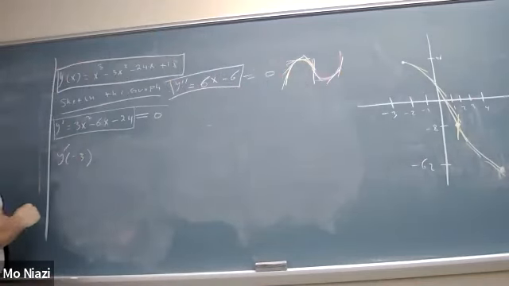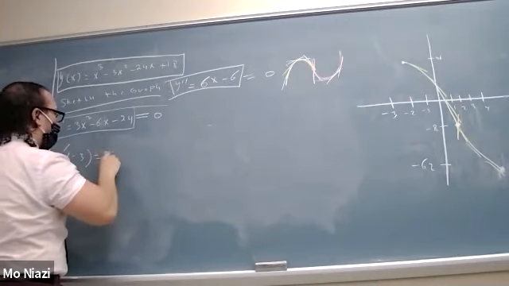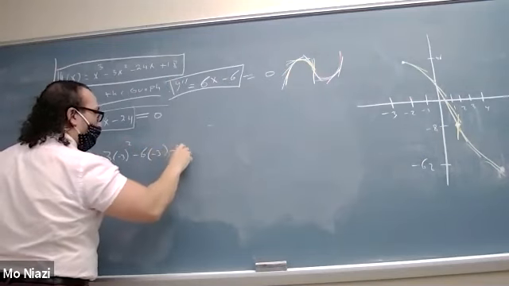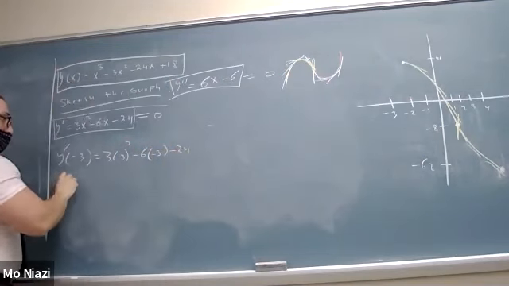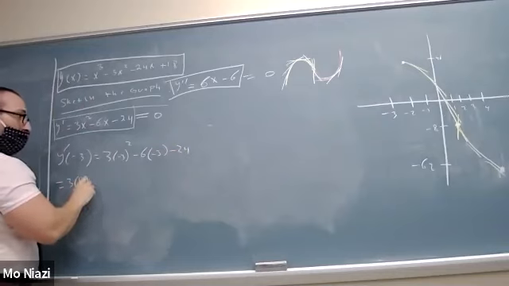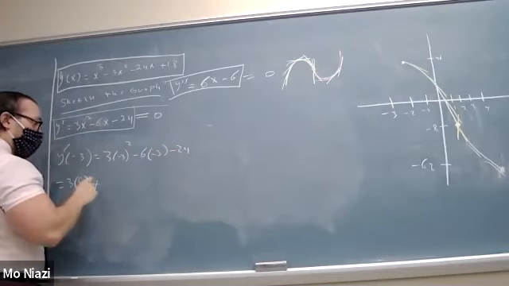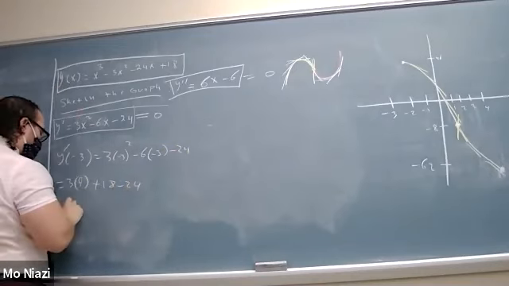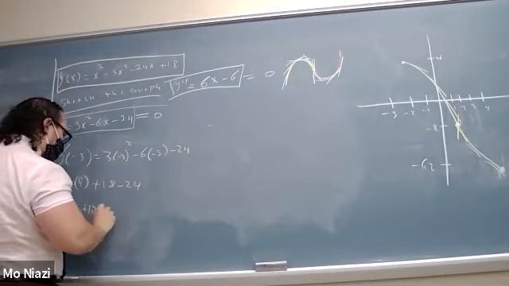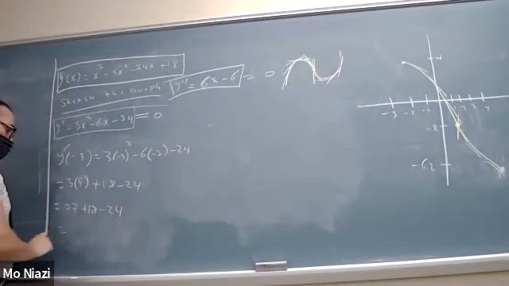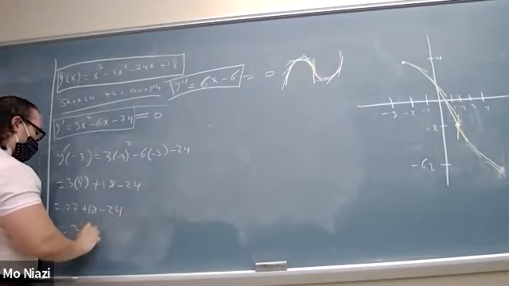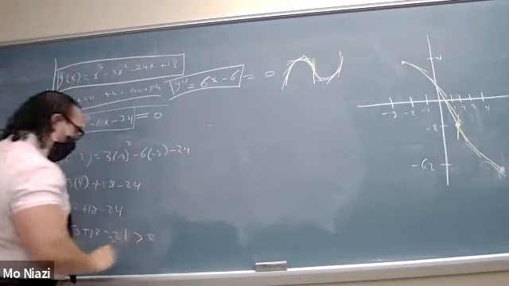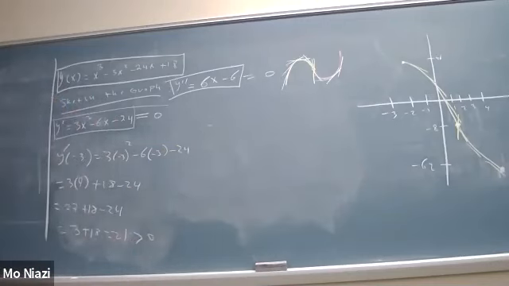So y prime of -3 is 3 times -3 squared minus 6 times -3 minus 24. This becomes 3 times 9 plus 18 minus 24. This becomes 27 plus 18 minus 24. This becomes 3 plus 18. This becomes 21, which is greater than 0, which means you have positive slope.